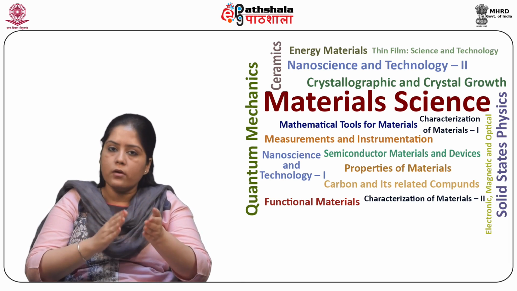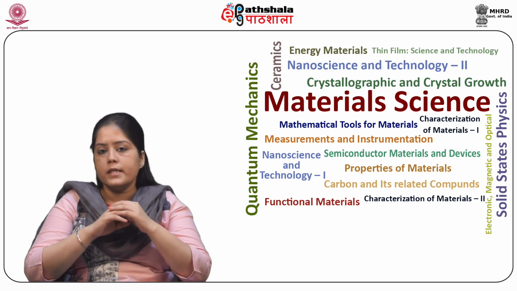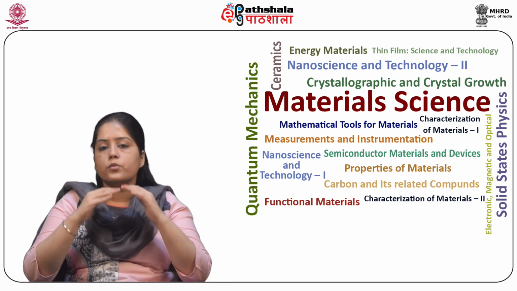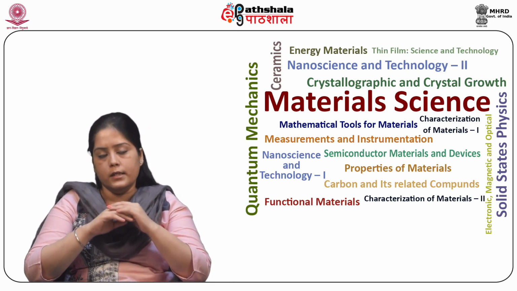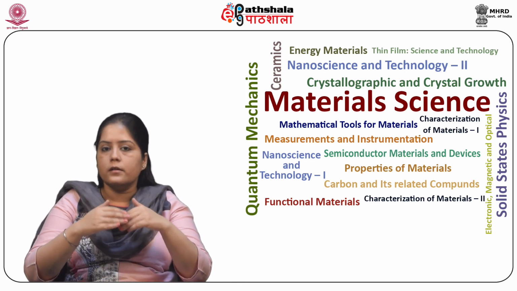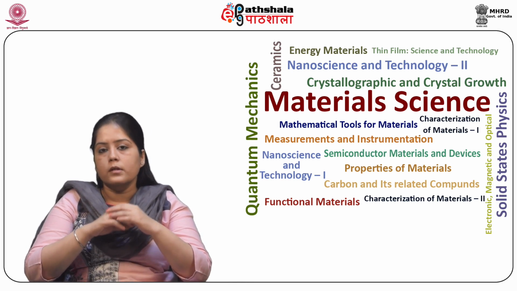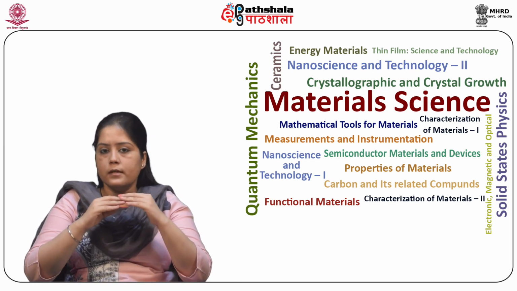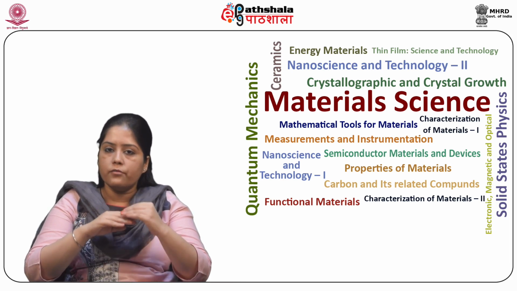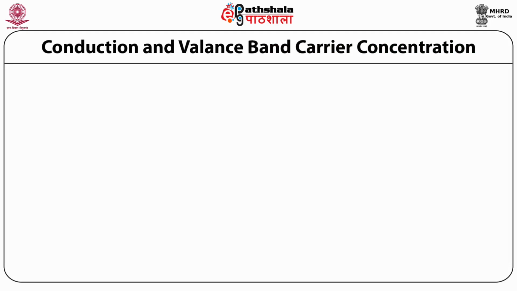So, the electron concentration, represented by small n, is equal to the integral from Ec to Ec max of F(E) N(E) dE. Similarly, the hole concentration, that is p, is equal to the integral from minus Ec max to Ev of F(E) N(E) dE. Conduction and valence band carrier concentration.